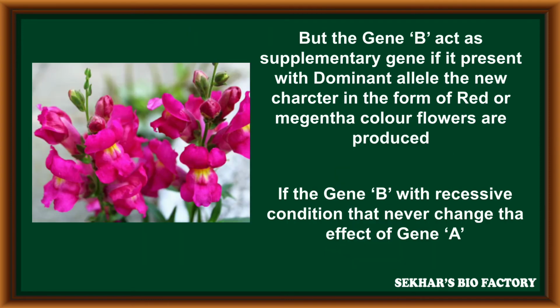Along with that, one more gene is present. It is the B gene. This B gene acts as a supplementary gene for gene A. In such a condition, if both gene A and gene B are present with at least one dominant allele, both interact together to form a third or new phenotypic character, either red color flower or magenta color flower. It is the third or new phenotypic expression due to supplementary genes. If gene B is in recessive condition, it never influences gene A.